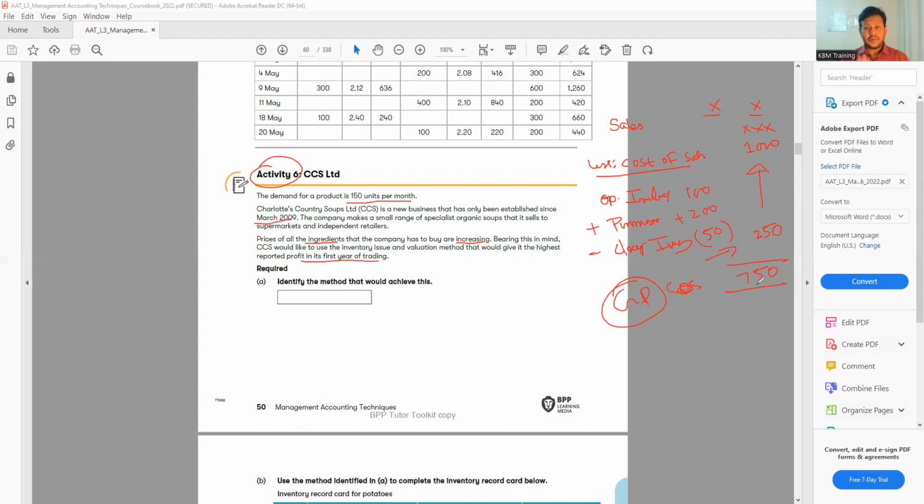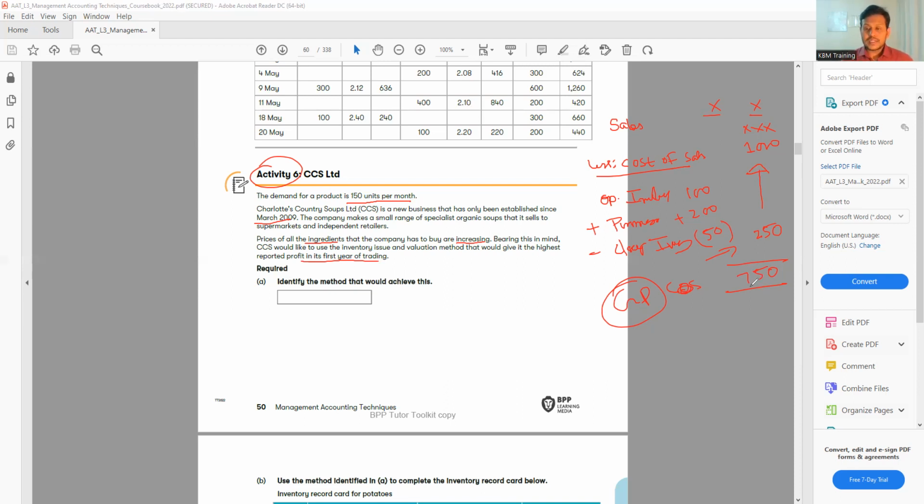So this is the profit. Try to understand it. If my sales is 1,000, my opening inventory is 100, purchases 200, and the closing inventory is 50, then my gross profit is 750. The question said, use a formula that will give us higher profit.